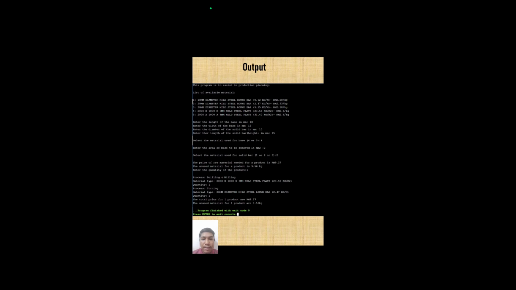Quantity 1, the total price of the one product is 9 ringgit and 27 cent. The unused material for one product is 3.56 kilogram. That's all for me. Thank you.